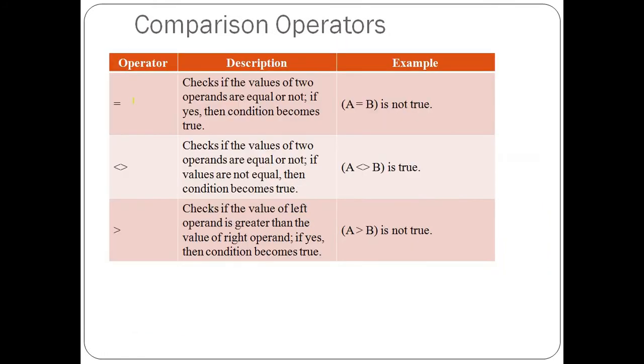So these are the comparison operators: greater than, less than, greater than or equal to, less than or equal to, and to compare two operands we have A is equal to B. And to check whether both the values are not equal, we have the greater than and smaller than symbol. So this is about comparison, which is used for comparing two or more operands.